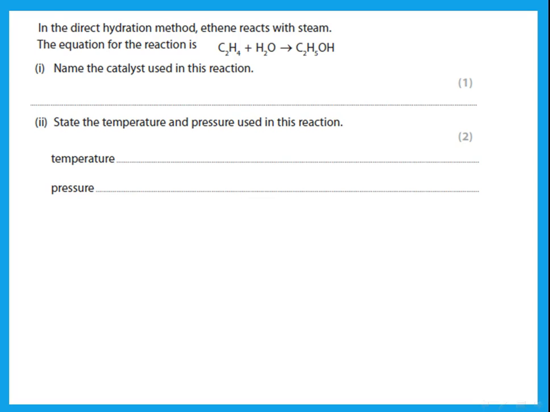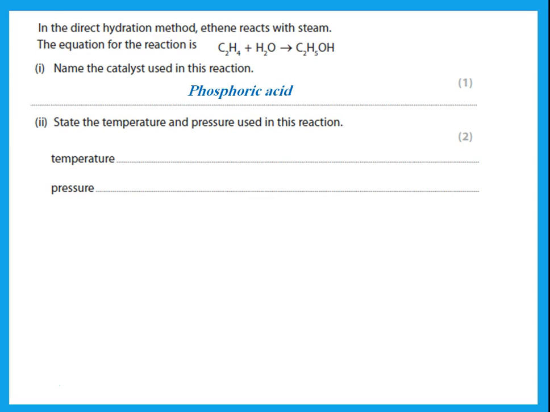The equation for this reaction is, in the direct hydration method, ethene reacts with steam. So it's talking about the reaction of ethene with steam. Do you remember which catalyst we said we're going to use in this reaction? Do you want to go back? Which catalyst? Phosphoric acid, which was H3PO4. So he says name, that means I have to give him name.